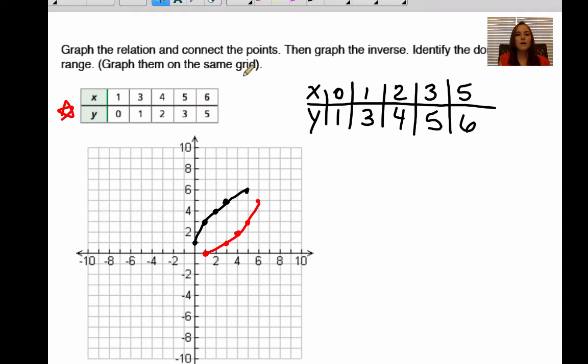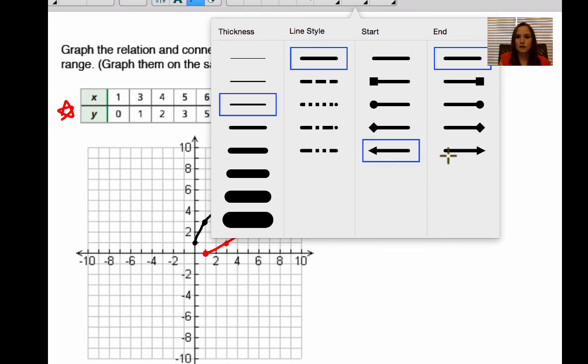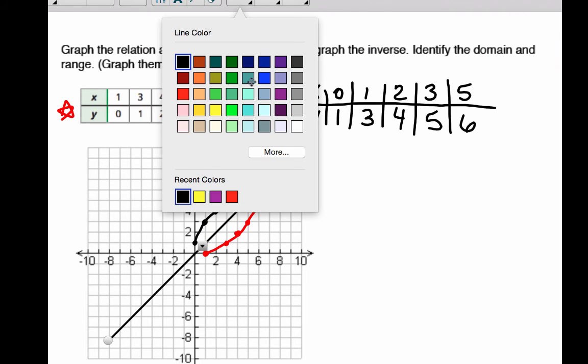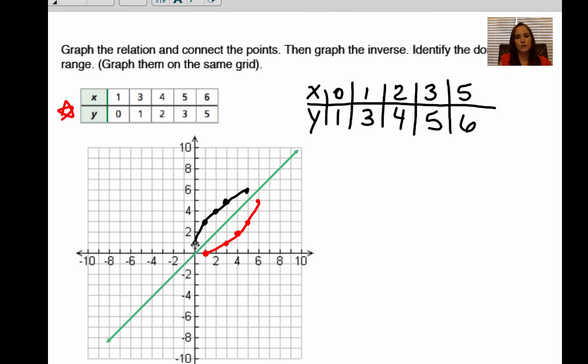All right. Now, if you'll notice, these two graphs do reflect over the line y equals x. So notice how it looks flipping across the line y equals x. The only other thing that it says is identify the domain and range. We're going to identify them both, and I'm going to color code them.